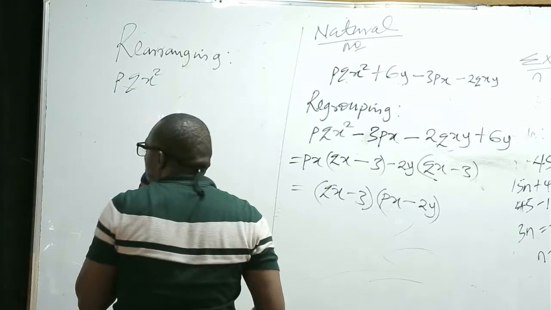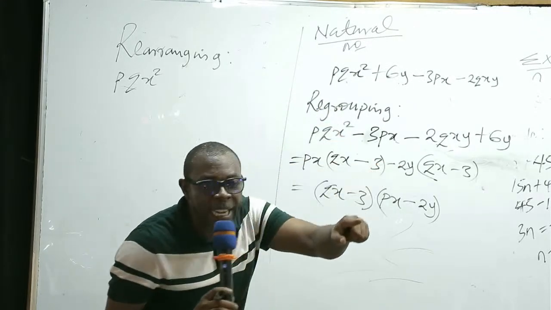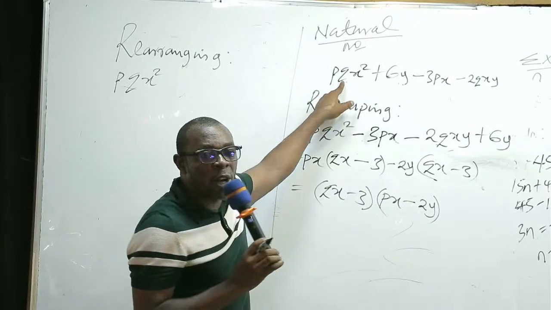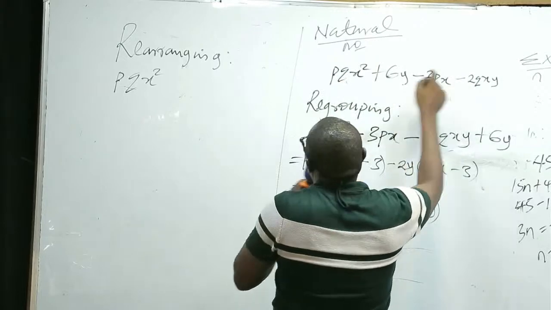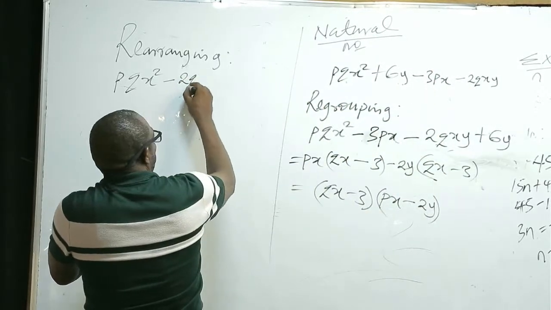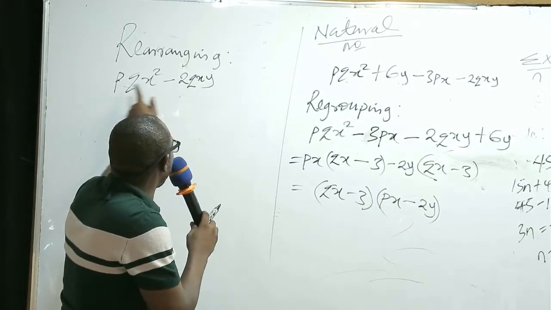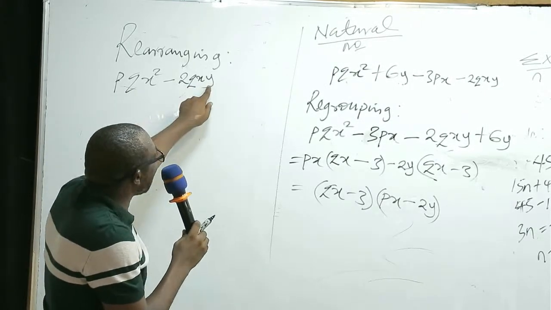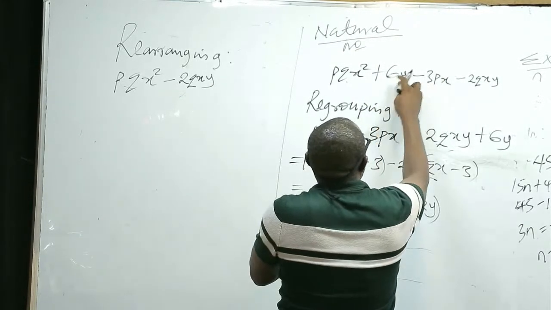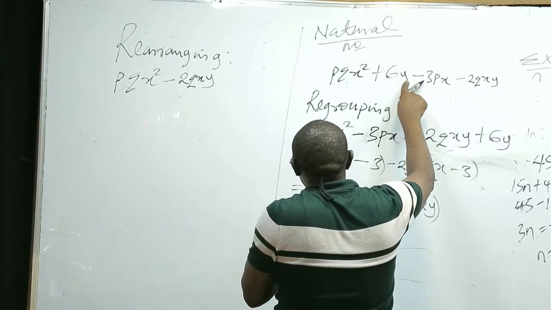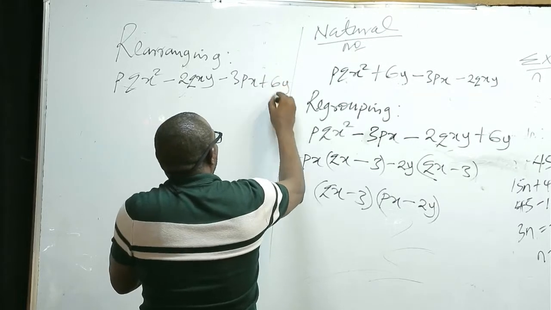If I bring it that way, now I will decide to bring all the Q's one side. Okay, who is going to come now? Minus 2QS. Now, for the Q's, you see that the y came last. So, for the ones remaining now, who is going to come last? So, I'll bring minus 3px plus what now?